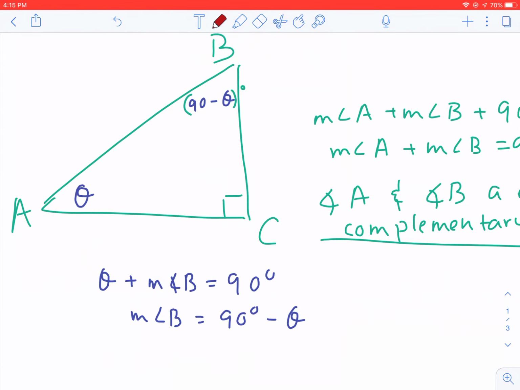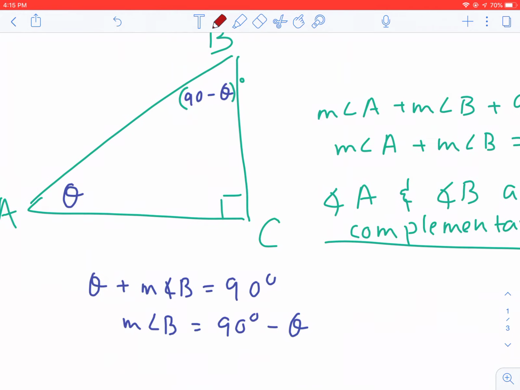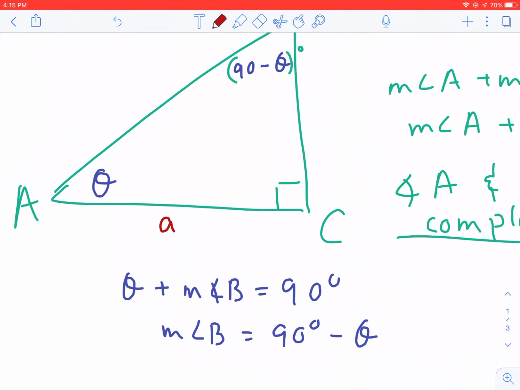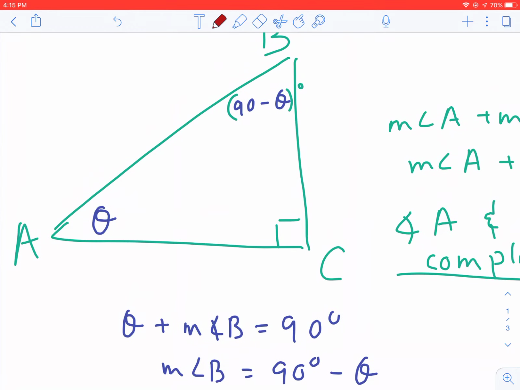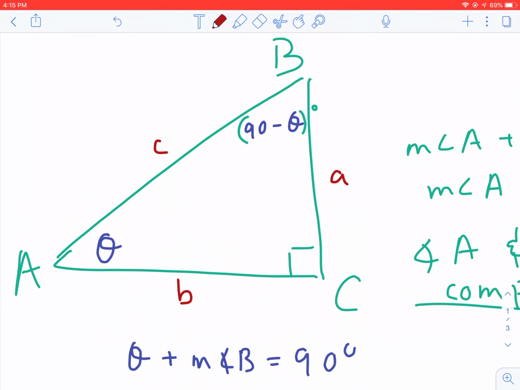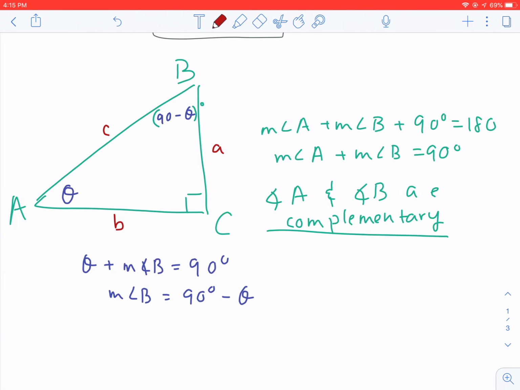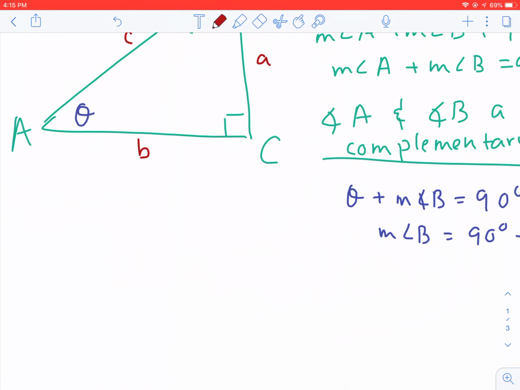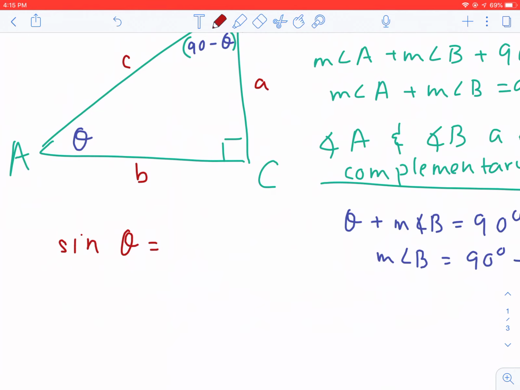So, all right. Anyway, angle A is theta. Angle B is 90 minus theta. So let's label these side lengths now. That's opposite angle B, sorry. So I'm going to call this a side length of B. I'm going to call this a side length of A. And I'm going to call the hypotenuse C, right? Opposite C. So I can say that sine of theta is equal to opposite over hypotenuse.